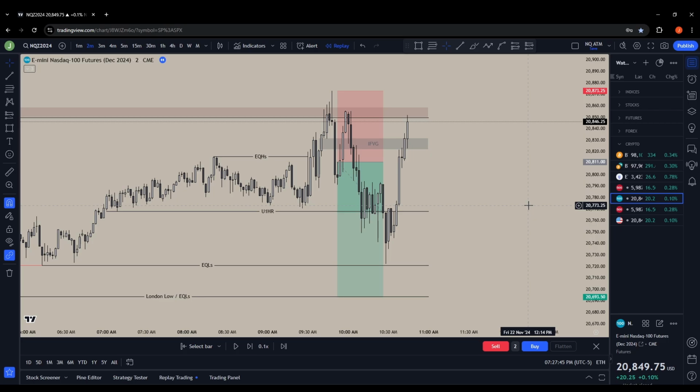So Friday, November 22nd, 2024, I took a short on NQ to London lows and equal lows. It ended up being a TP1 break even, and scoring about $500 on this trade here.